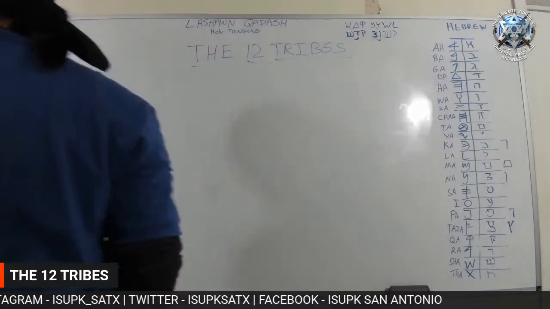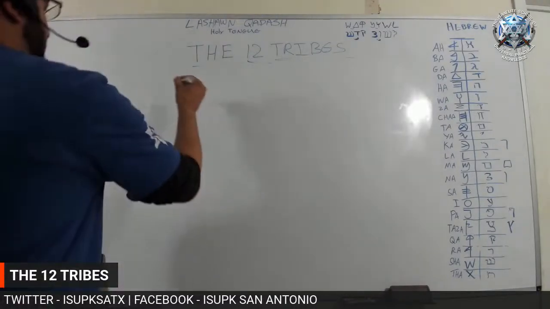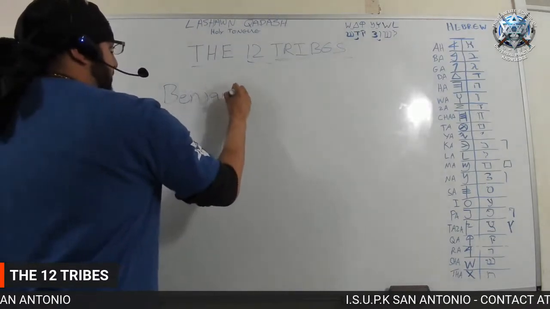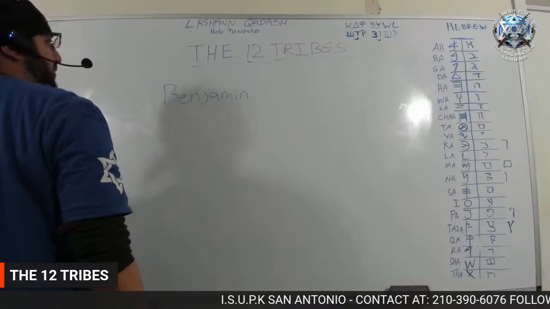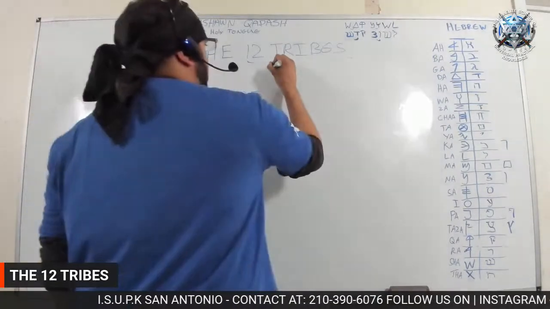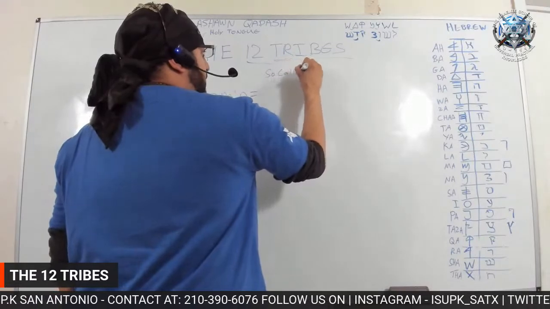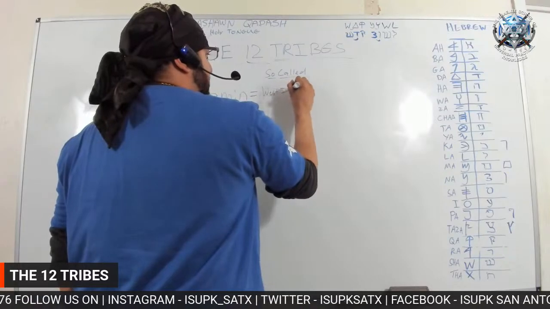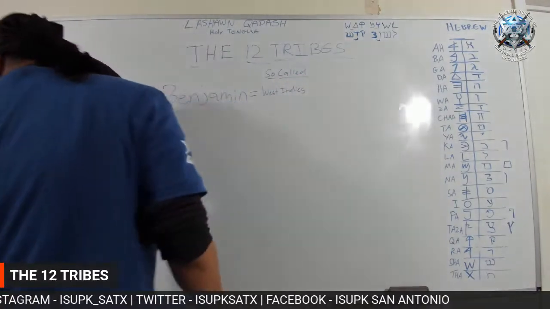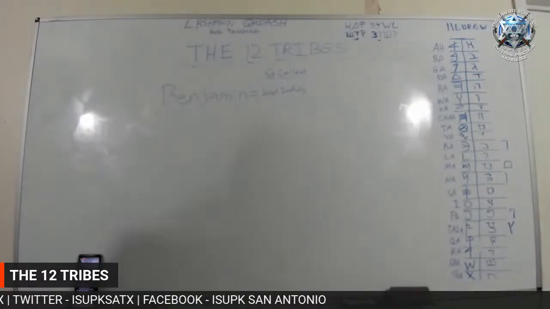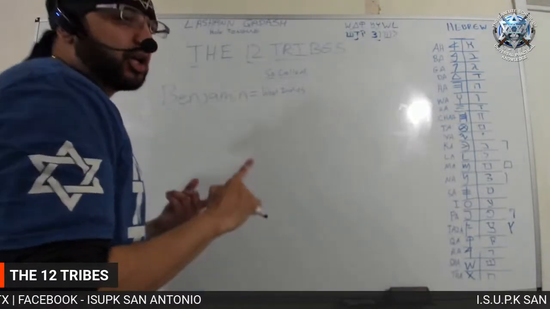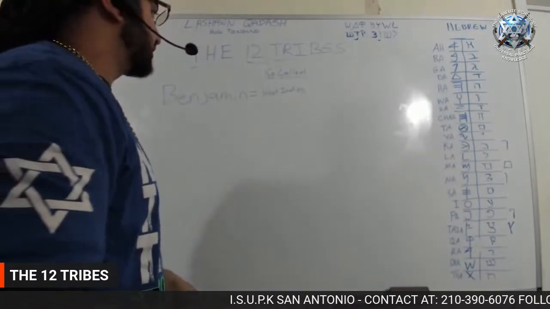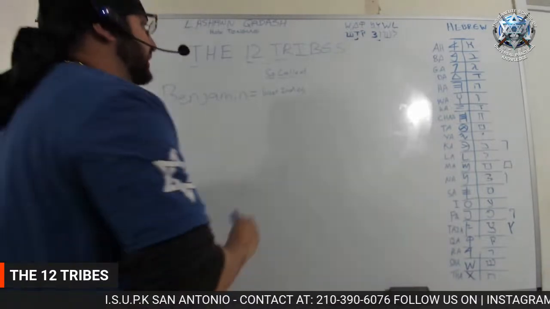The next tribe is the tribe of Benjamin. So-called West Indians. West Indies. Now, to be more specific, who are the West Indies? These are your Jamaican, Trinidad and Tobago. Those are the islands, right? The ones that are considered the West Indies.